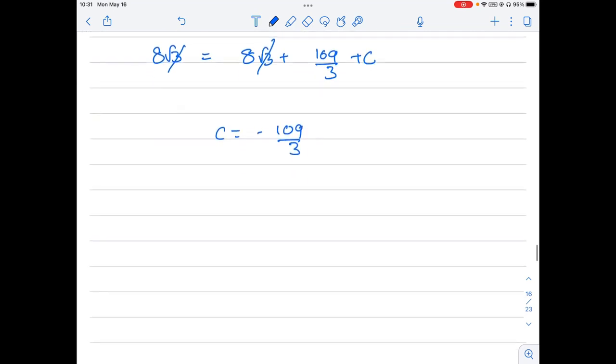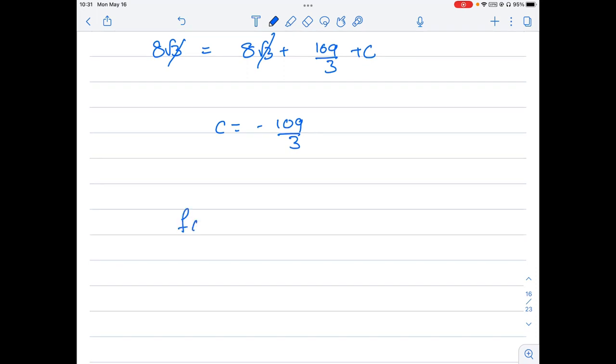So what will my f of x become now? f of x is equal to 4 root x plus 4 upon x plus 3x minus 109 upon 3. That's going to be the answer.